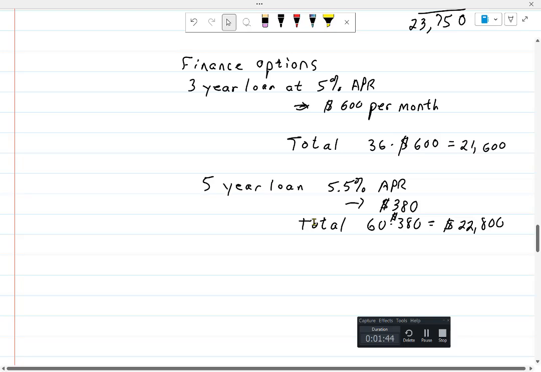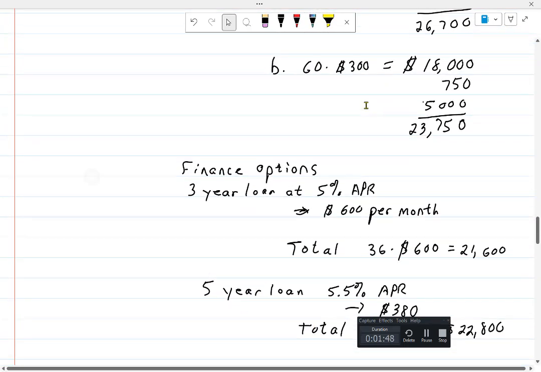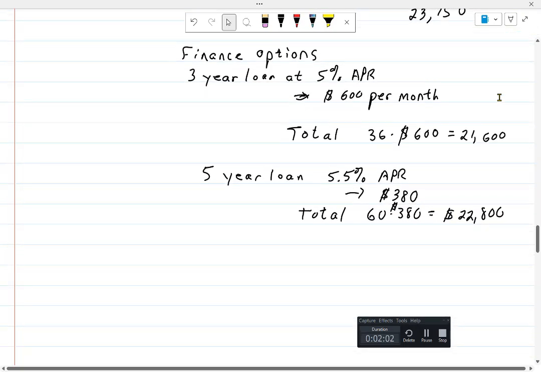Now keep in mind this as well. When you're done paying off the lease here in Part B, that $5,000, if you don't have $5,000 in cash, then you're going to have to get a loan for that. So you're going to pay a little more than $5,000 actually for that extra piece. So indeed, both of these options look really good.